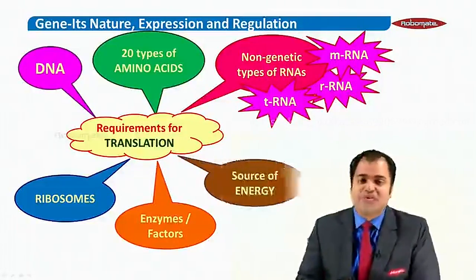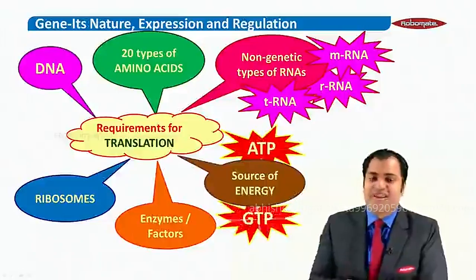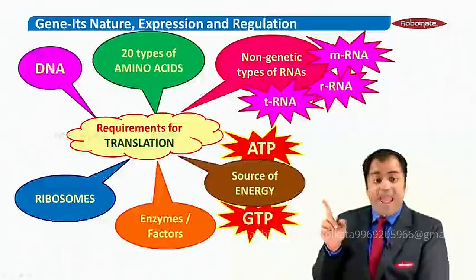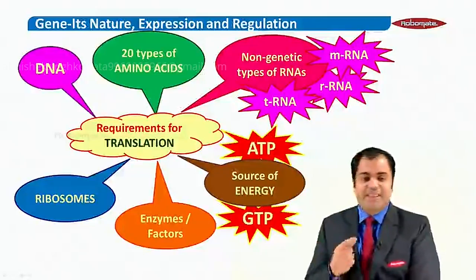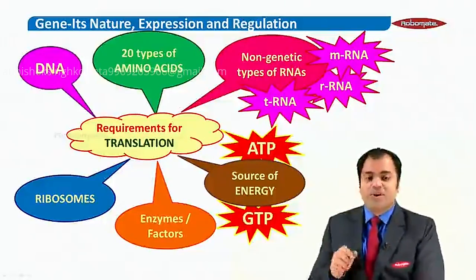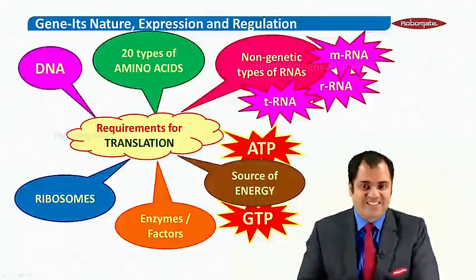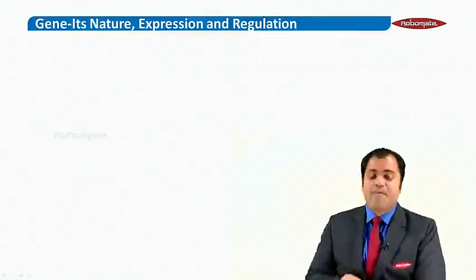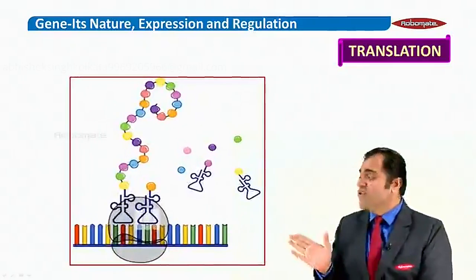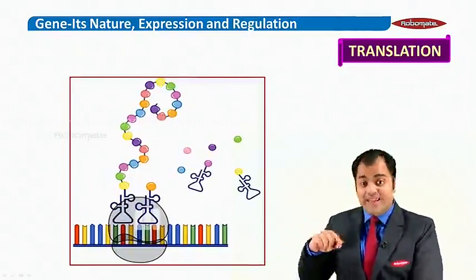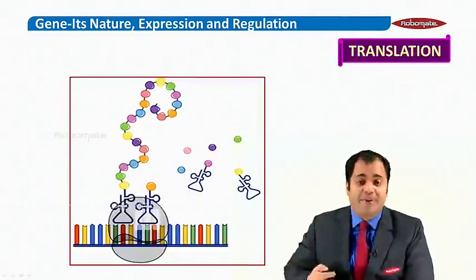And the two sources of energy that we use for translation are ATP, and whenever ATP is not available, we can also use GTP. Is that okay? So these are all the requirements for the process of translation. Is that okay? Moving on, let us understand the process of translation. I've just shown you one diagram where you can see the entire process of translation happening.